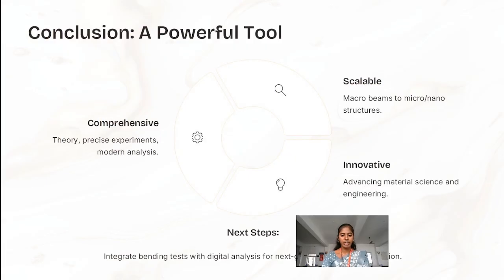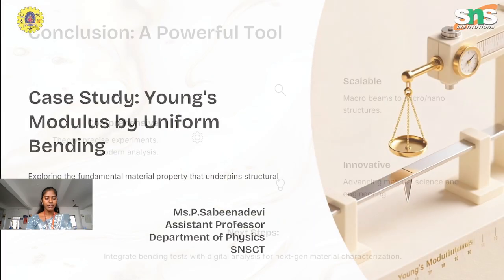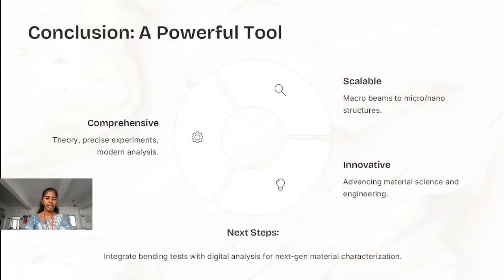Let us conclude that it is a powerful tool: comprehensive, scalable, innovative, with next steps. Comprehensive: theory, precise experiment and modern analysis. Scalable: from macro beams to micro or nano structures. Innovative: it advances material science and engineering. The next steps are to integrate the bending test with digital analysis for next generation material characterization. This is the case study of Young's modulus by bending.